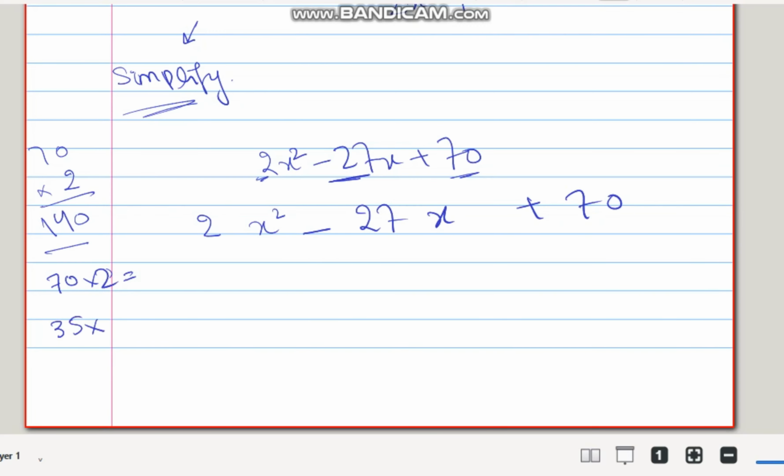35 multiplied by 4. Let me check if 35 multiplied by 4 is one form or not. Yes, it is. It will give us 140. But again, 35 multiplied by 4 is not good, because it cannot give us 27.